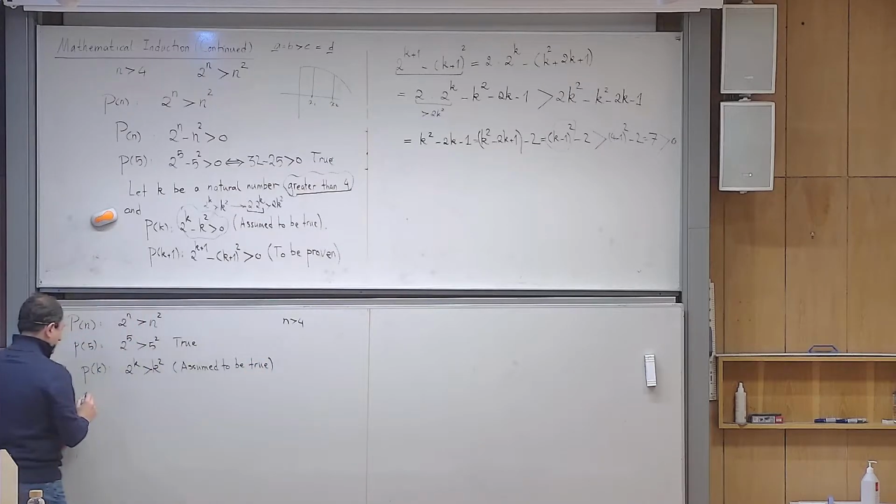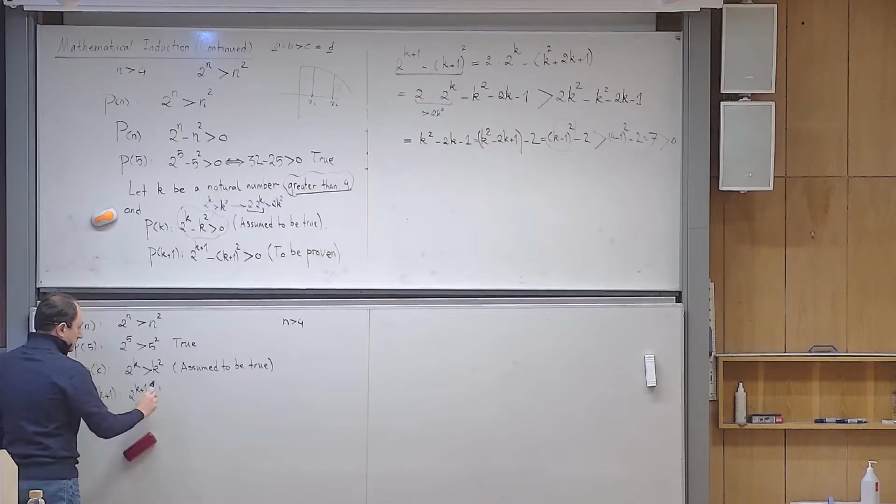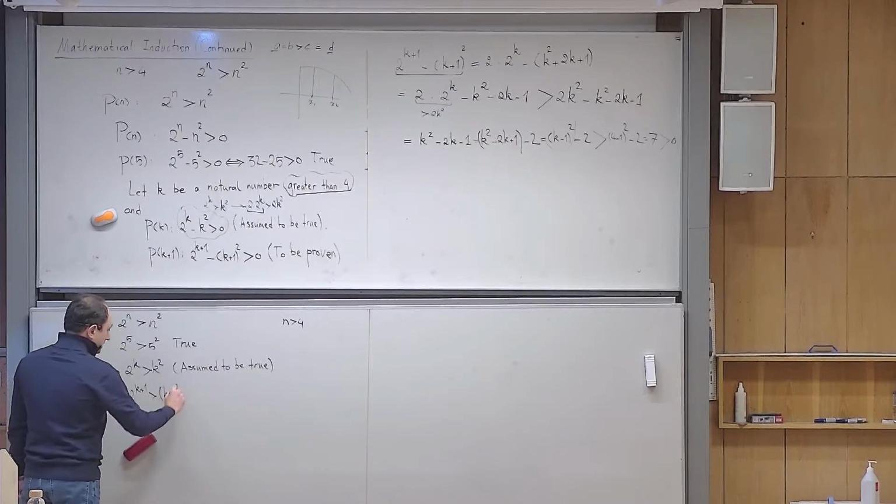Okay, and then what you do, you write P(k+1), which is 2 to the power of k+1 greater than (k+1) squared, to be proven.